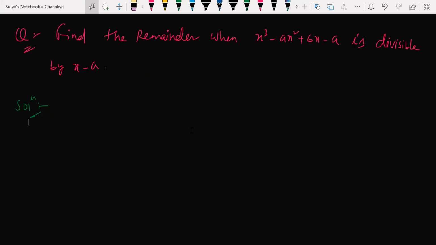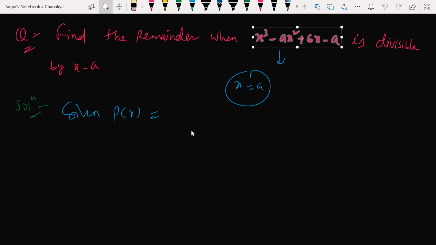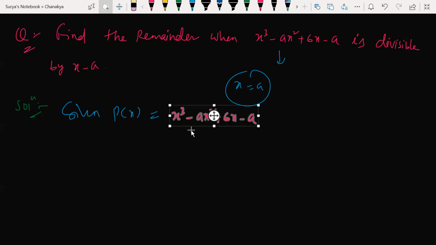Sir, the answer is 5A. Yes, I already got it. Very good. Very simple, beta. Find the remainder when the polynomial is divisible by this. What do you have to do? Sir, x is equal to a. You have to substitute it in the polynomial. Here p of x is a cube minus a cube minus a. Sir, so a cube will go, and then 6 into a is 6a minus a is 5a. That's it. Very easy, sir.